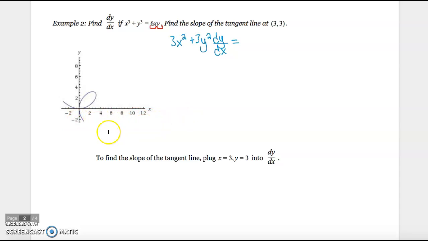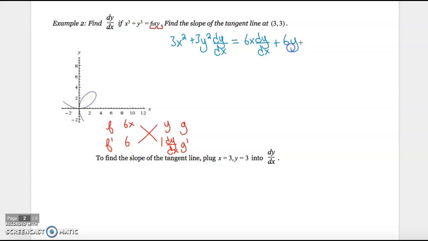So I'm going to just off to the side find that derivative on its own. My f function is 6x, f prime would be 6. My g function is y, and so the derivative of y is 1, but because I took the derivative of y, I get dy dx. That's g prime. So then I do crisscross applesauce, and I'll end up with 6x dy dx plus 6y.